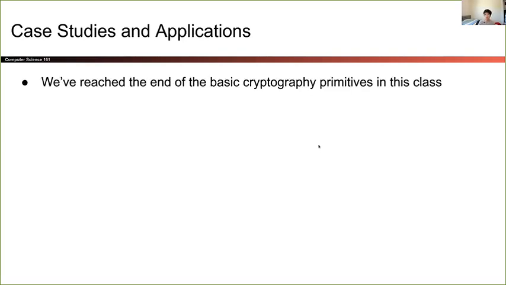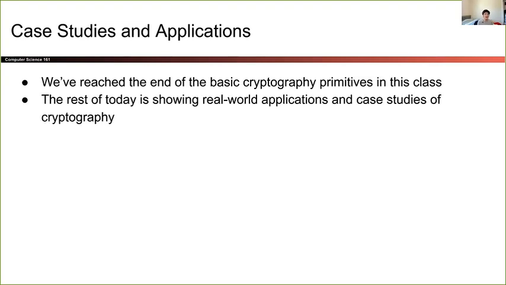So we've talked a lot about cryptographic primitives. We've talked about encryption. We've talked about MACs. We've talked about hashing. We've talked about public key encryption. We've talked about signatures. We talked about how we distribute public keys. We've talked about Diffie-Hellman. The rest of today is basically just going to be showing a bunch of real world applications and case studies of crypto.